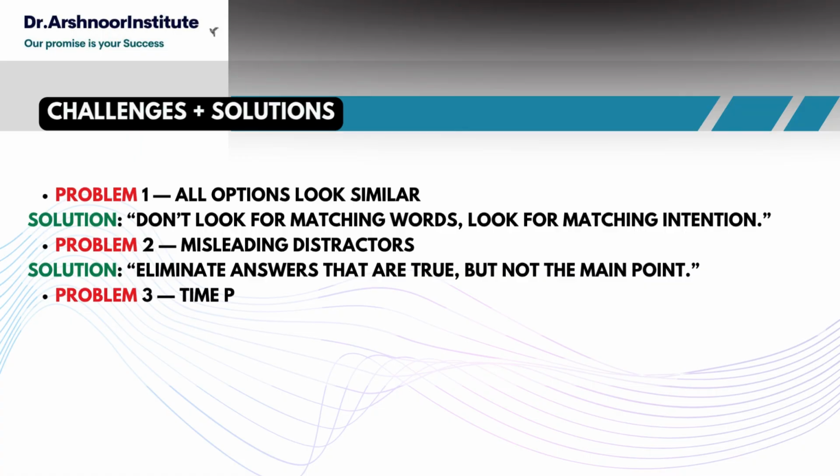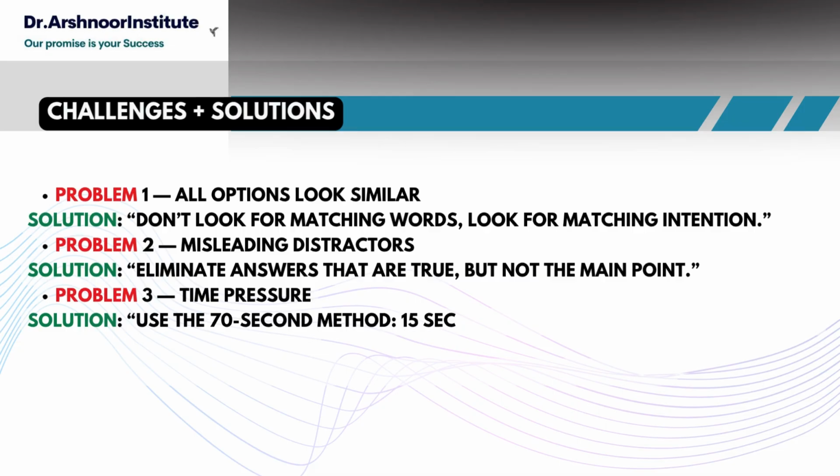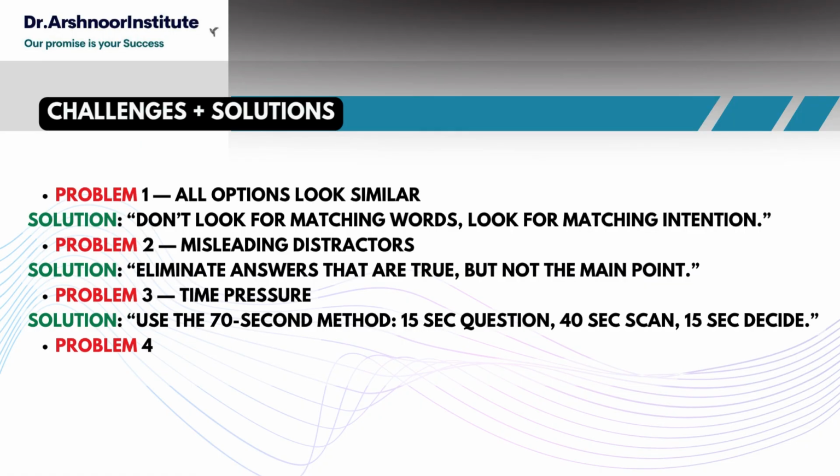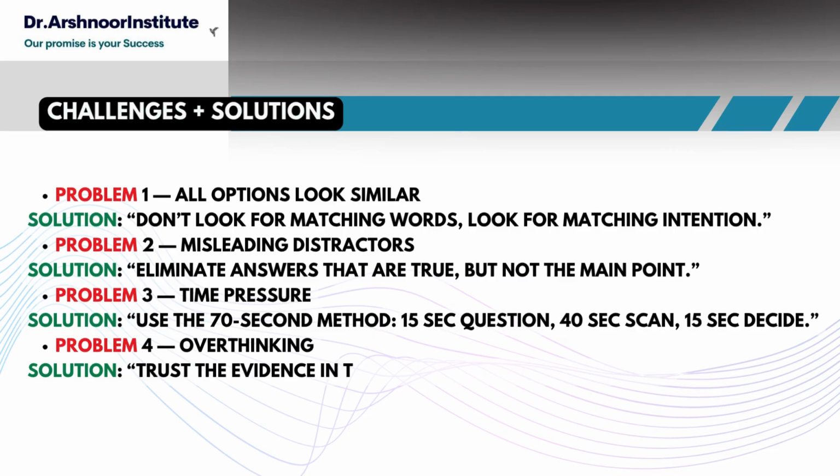Second problem, misleading distractions. The solution is eliminate answers that look true but are not the main idea. Again, don't focus on the keywords, and find the answer which is the main point, meaning the gist of the text.